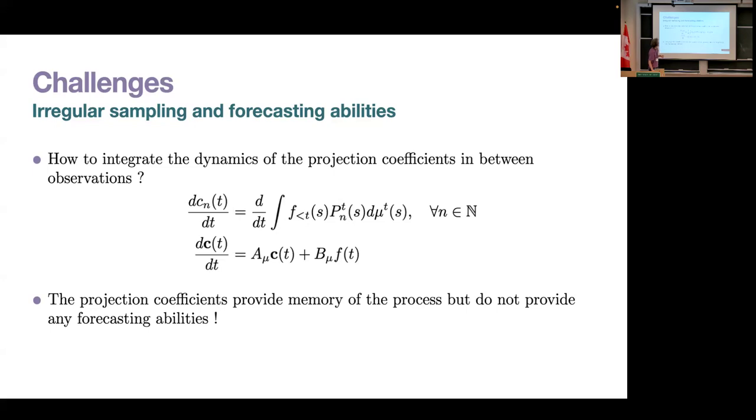So the idea that we're going to have here is mixing this system of ODEs given by the temporally evolving coefficients of orthogonal polynomials with a neural ODE, with which we're actually going to learn the forecasting dynamics, and mix them together. So that's a construction that we call poly-ODE.